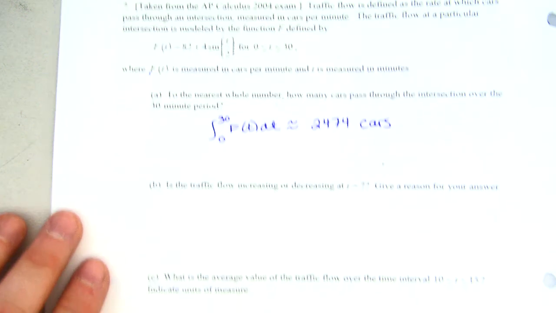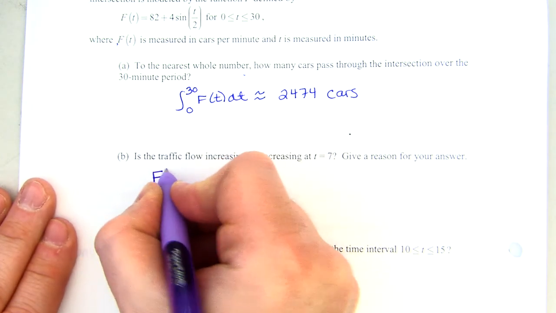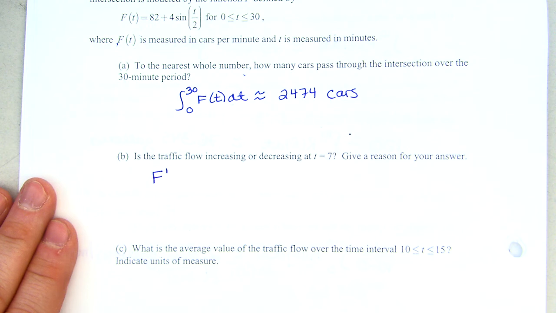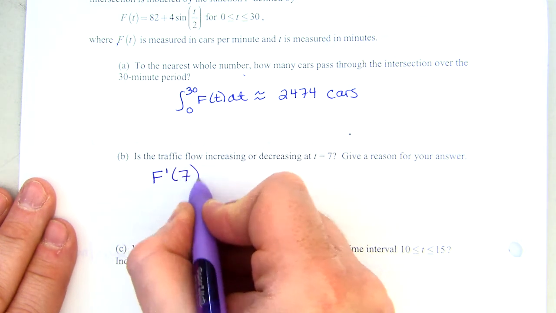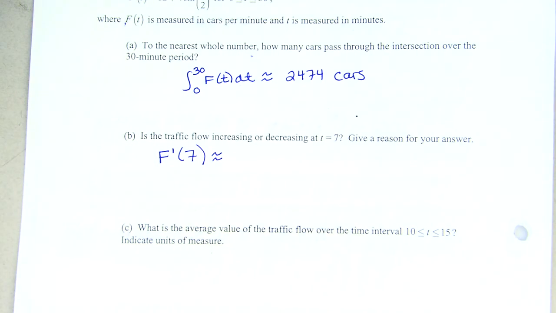Part B. Is traffic flow increasing or decreasing at t equals 7? Now, okay, we have the traffic flow. Traffic flow is f of t. I want to know, is that increasing or decreasing? So we have to look at the derivative of the traffic flow. We want to find f prime, not really of t, f prime of what? 7. I'd like you to go to your calculator, use the nDeriv feature, and get a decimal for this, and then we'll interpret the answer and kind of answer our question.